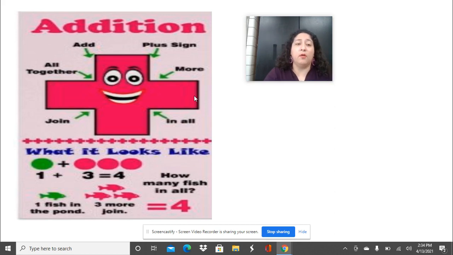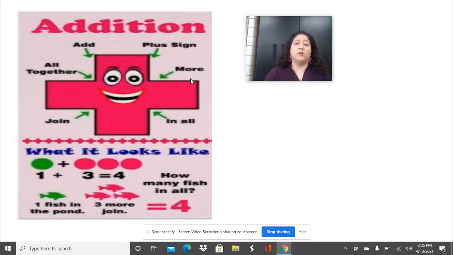Okay. Another word would be "more." So if I say I have 3 grapes and then I get 2 more, how many do I have in total? More will mean that you're adding again. So we're going to have to count them all together. 1, 2, 3, 4, 5. I have 5 grapes.